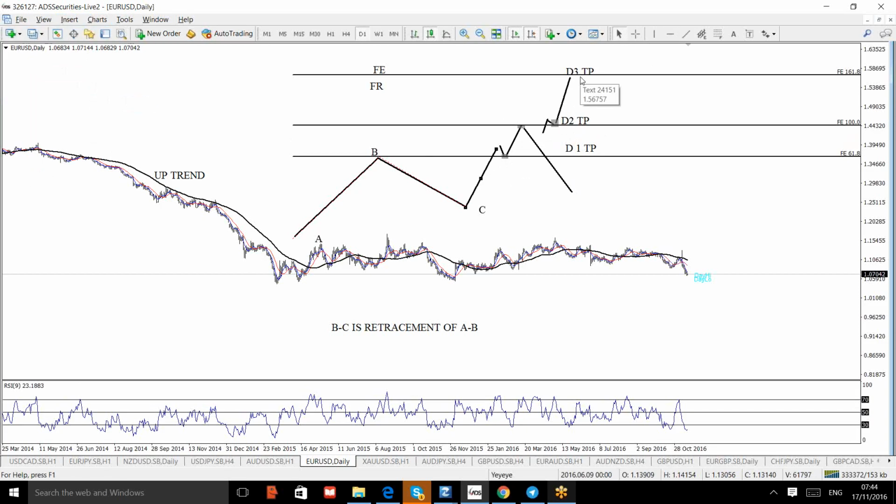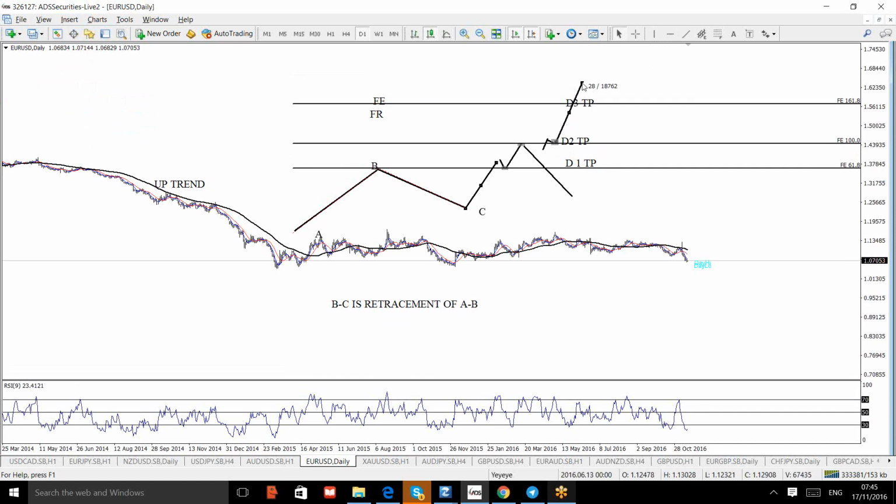Normally the leg ends at 161.8 Fibonacci, guys. Normally the leg ends around that level. It might end above it. Do not be rigid. It might end above it. But normally what happens? There will be a reversal. Normally you'll see it after 161.8 Fibonacci, guys.